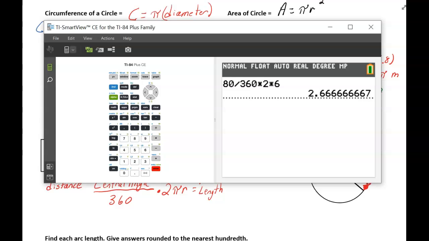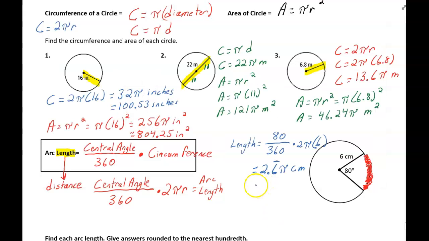Then if you were to use your calculator, you could say times pi. And when you hit the times button, it says ANS, so I don't have to retype that. So the arc length is around 8.38. And that would be centimeters.